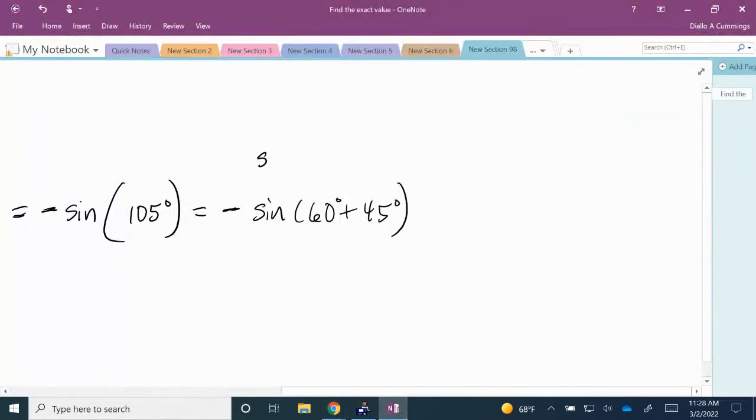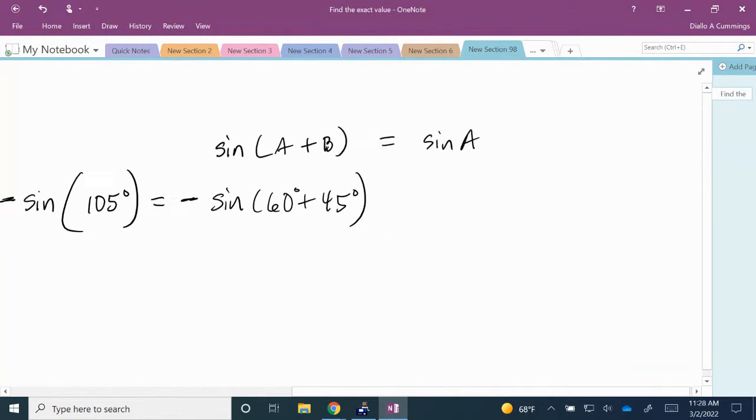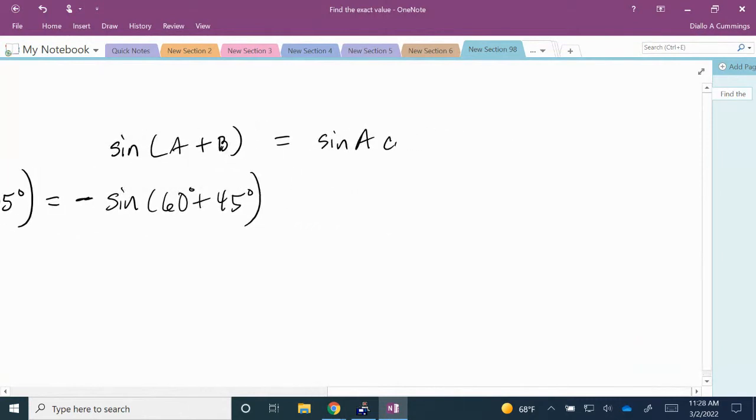All right, so the sine of A plus B is equal to the sine of A times the cosine of B plus the cosine of A times the sine of B. Right, so in this formula, we're going to substitute A for 60 and B for 45.